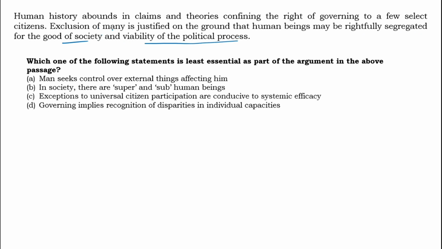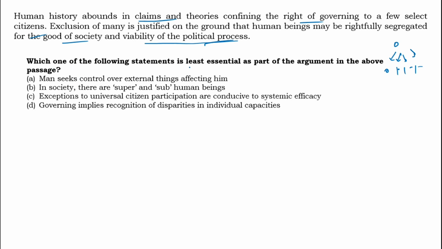The meaning of this passage is, if we see the human history, the right of governing is confined to a few selected citizens, according to the claims and theories. Exclusion of many. Leaving many people, only a few get selected to govern the remaining people, like governing class and governed class, what we have studied in history, right? So it is justified that human beings are rightfully segregated for the sake of society's goodness and viability of political process. Let us read the statements now.